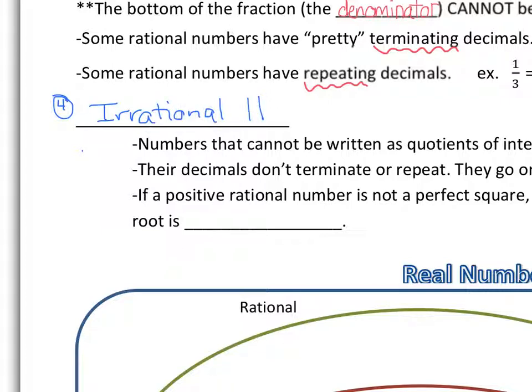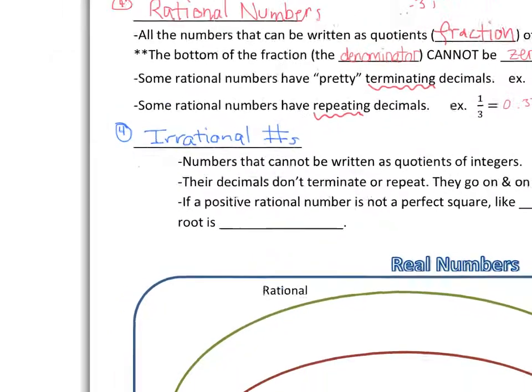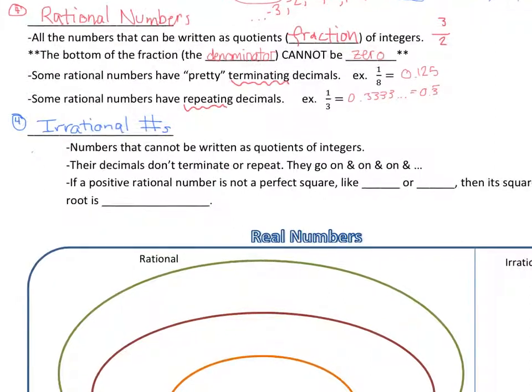I'm just going to put the pound sign. That means numbers. Alright, irrational numbers. Think about somebody who's irrational. They're kind of crazy. They maybe talk a lot, go on and on and on, and they don't make sense. They're very hard to deal with. Okay, that's how irrational numbers are.